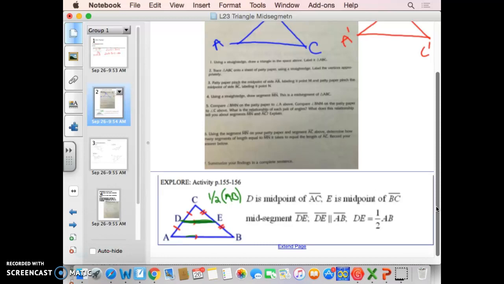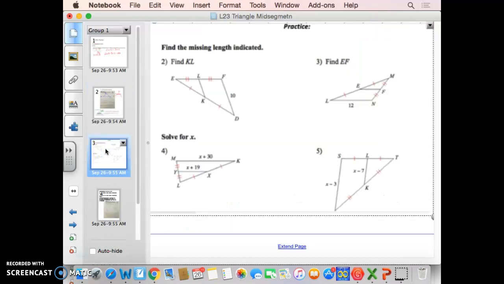So we're going to do some problems together so you can see how to apply these theories, and then you're going to do some problems with a partner.